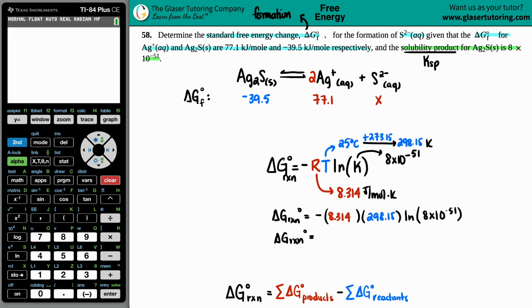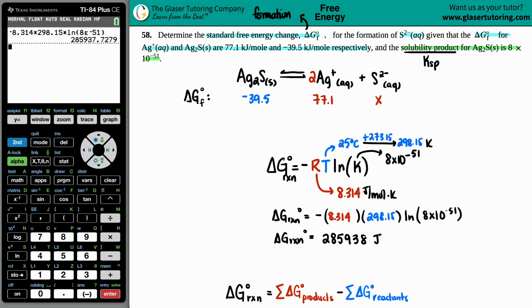So the overall delta G is negative 8.314 times 298.15 times the ln of 8 times 10 to the, that E button means times 10 to the, and then I put negative 51. I could close the parentheses, press enter, and there you go. So let's just say 285,938. And that's in joules, right?